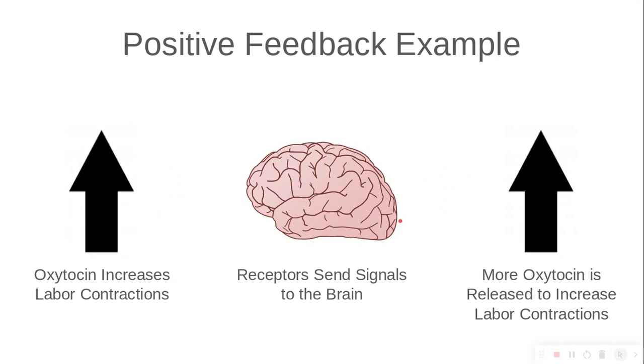Now let's look at positive feedback. So we have oxytocin, and that's going to increase during labor contractions. And the receptors are going to send signals to the brain, which is going to cause more oxytocin to be released. Now this oxytocin being released is going to increase labor contractions, and these labor contractions are going to cause more oxytocin to be released. So it's a further increase. It's enhancing the effect of the original stimulus. And we can see both of our arrows here are pointing in the same direction.